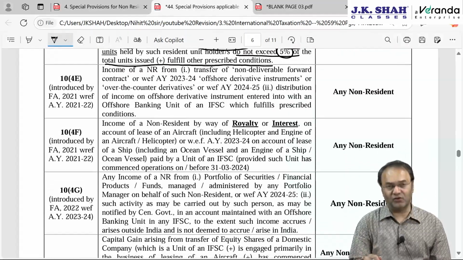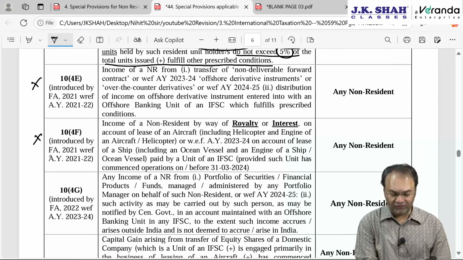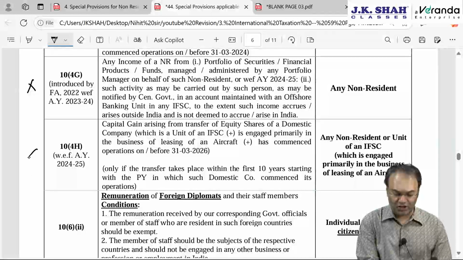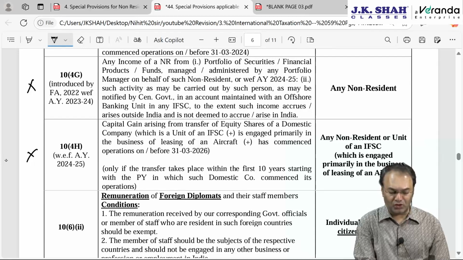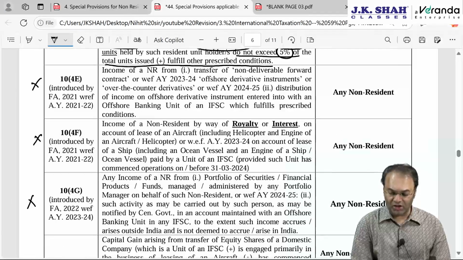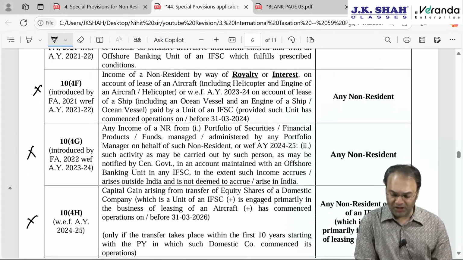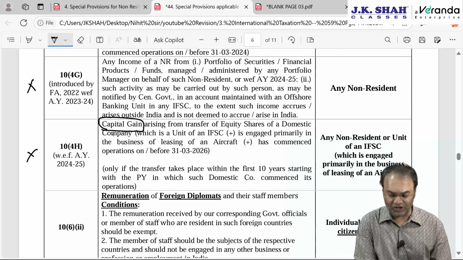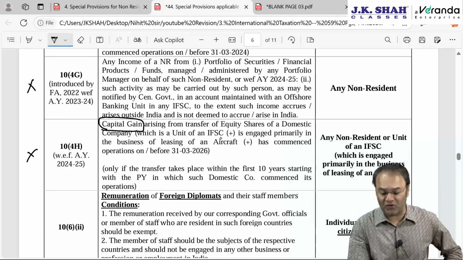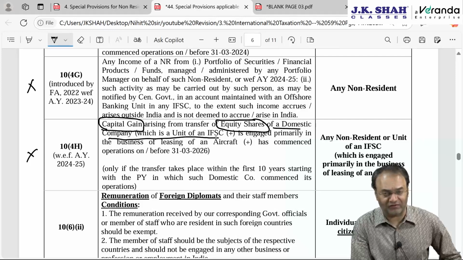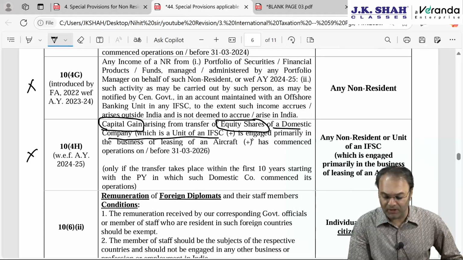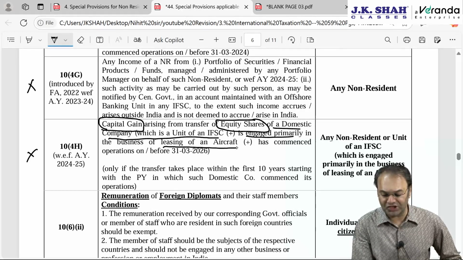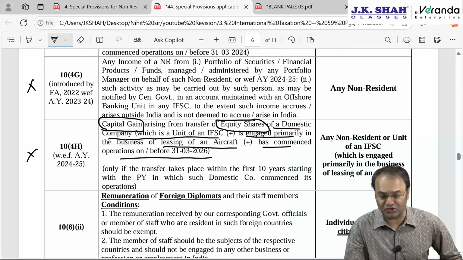Then next 4, 10(4)(e), F, G and H are totally unimportant. If you want to do them, you can, but otherwise totally unimportant. One point can be understood as slightly important: capital gain arising under 10(4)(h), capital gain arising from transfer of equity shares, only equity shares, of such a domestic company which is located in IFSC, which is a unit of IFSC, plus is engaged primarily in the business of leasing of aircraft, plus has commenced business operations on or before 31st March 2026.